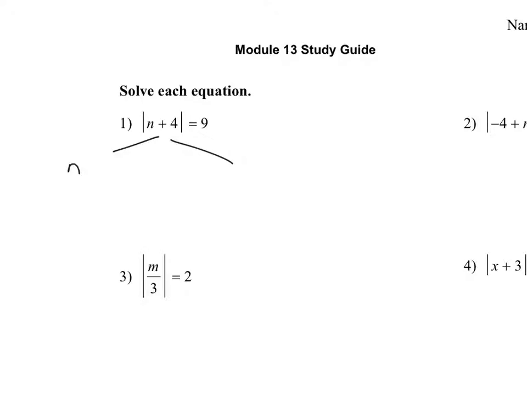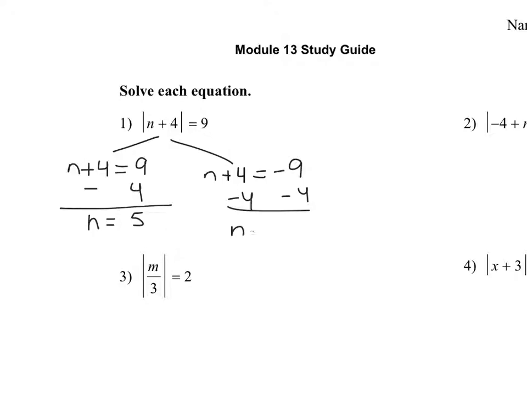Remember, one of them is just going to be the expression inside of the absolute value bars equals whatever number's on the right hand side, 9, and the other one would be the expression inside of the absolute value bar equals the opposite of the number that's on the other side of the equal sign, which in this case would be -9. Solve both of these equations, and you would get n equals 5 and n equals -13 as your answers. -13 and 5.